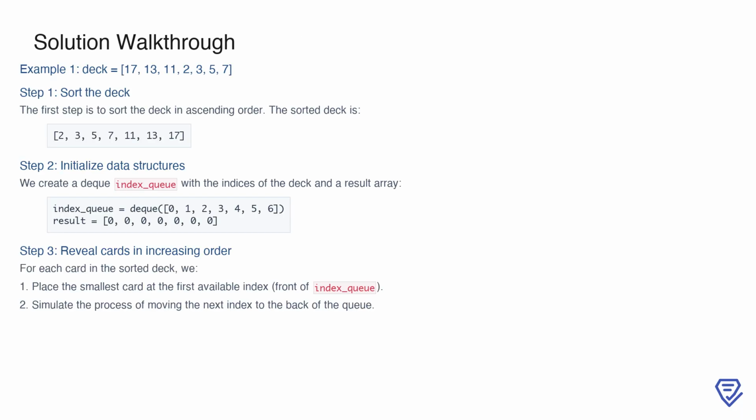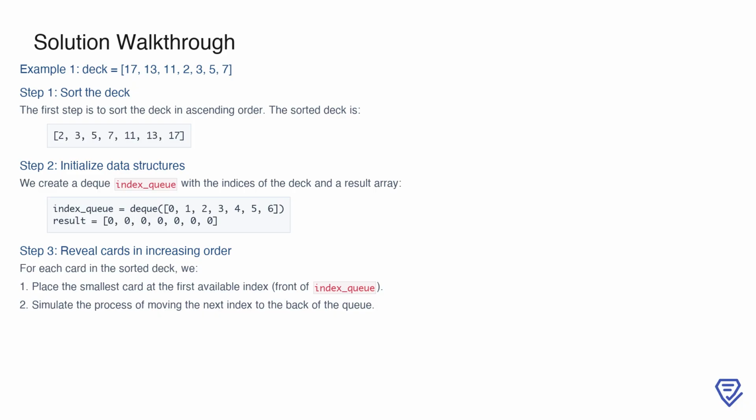To solve this problem, we start by considering a deck of cards given as 17, 13, 11, 2, 3, 5, 7. The process begins with sorting the deck in ascending order, resulting in 2, 3, 5, 7, 11, 13, 17. This ensures the cards are arranged in increasing order of value.